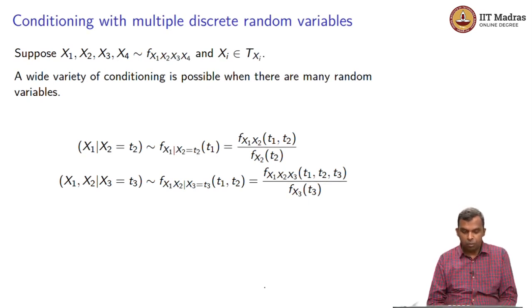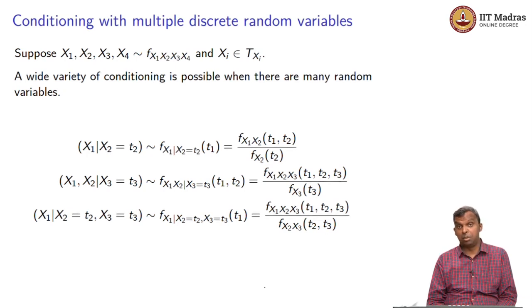Okay, let's look at the next one. This one is a little bit more interesting. I'm going to condition on a slightly more complex event. What is the event? The event is that x2 equals t2 and x3 equals t3. I'm taking that event and conditioning the random variable x1 given that. So x1 given this event, x2 equals t2 comma x3 equals t3. How do I write the distribution for this? The notation is again a little bit cumbersome, but it's easy to write down: f of x1 given x2 equals t2 comma x3 equals t3, evaluated at t1.